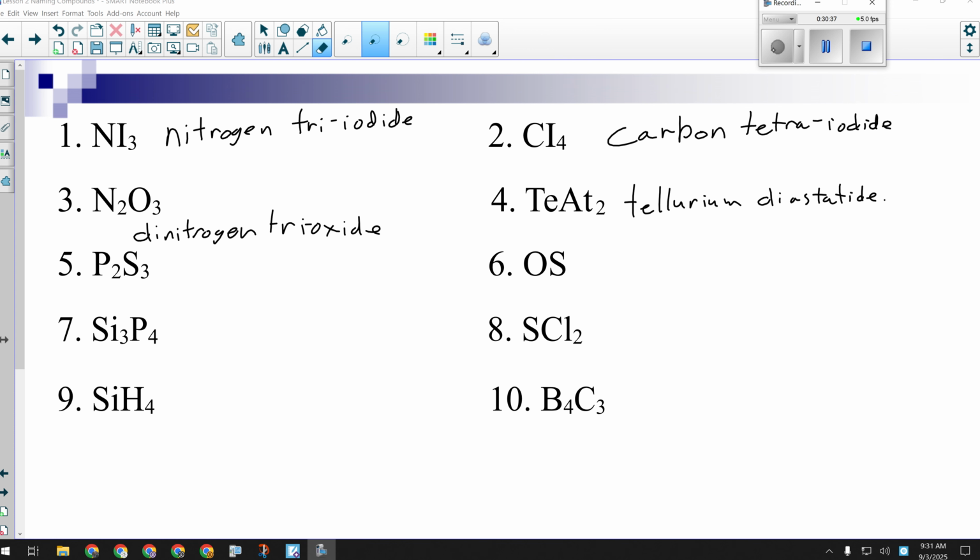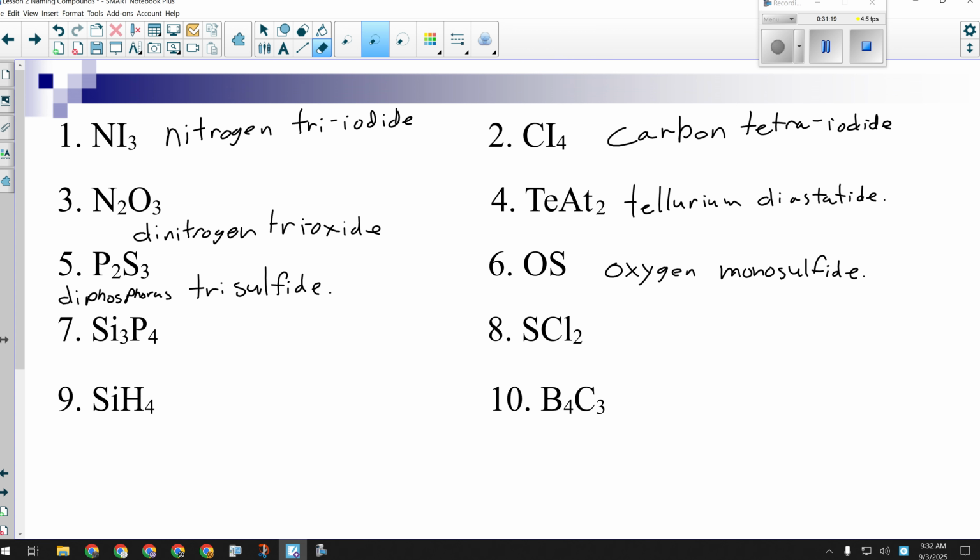All right, for number 5, what does P stand for? Phosphorus. So what prefix needs to go in front of that? Di. Diphosphorus trisulfide. What about number 6? Do I need a prefix on the oxygen? Nope. So this is just going to be oxygen. Then what do I need? Mono. Sulfide.